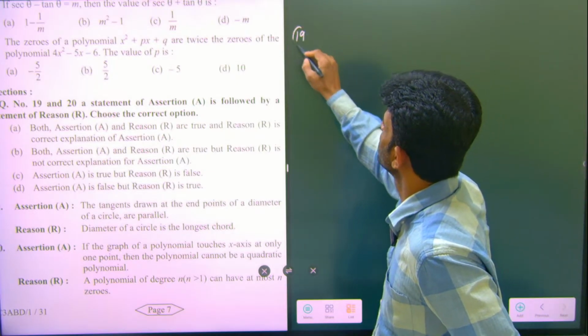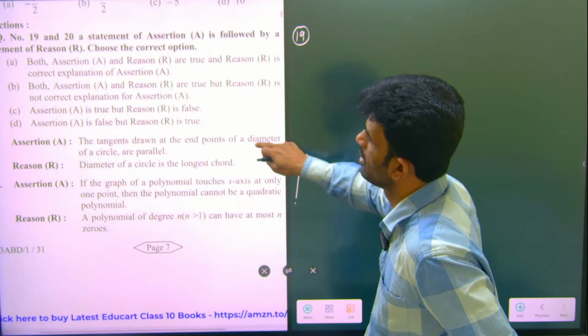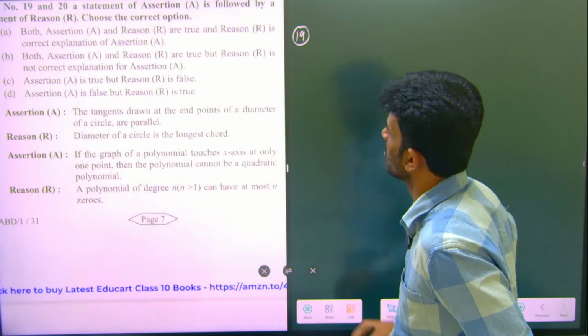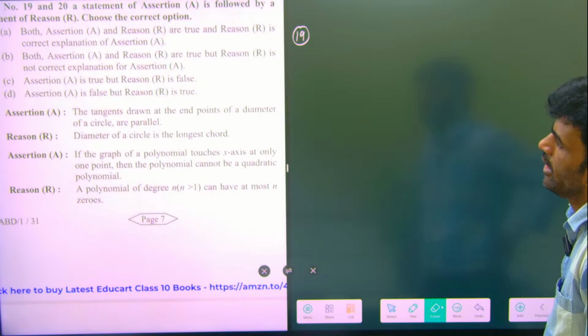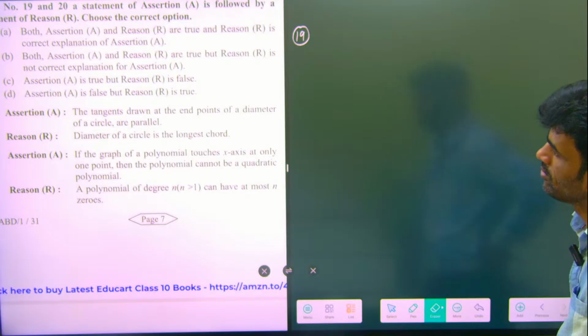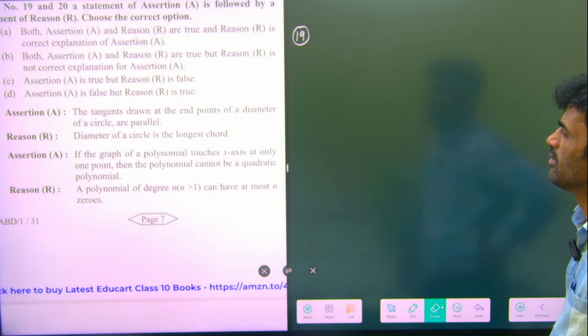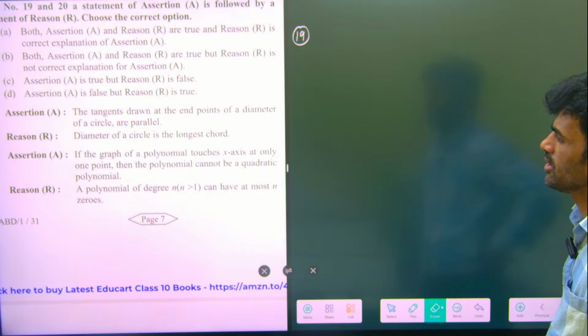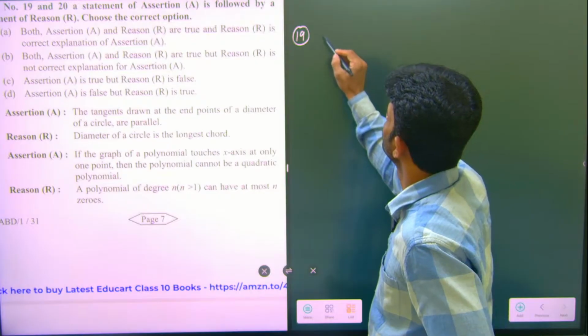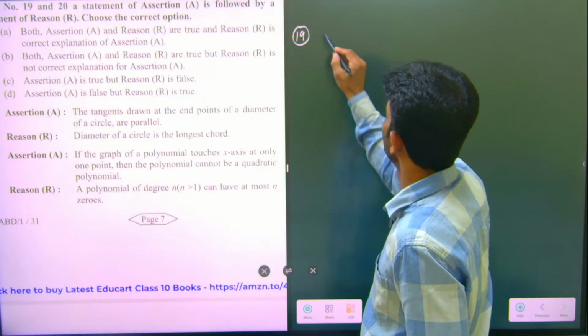Question number 19, assertion and reasoning. 19 is: tangents drawn at the ends of the diameter are parallel. Tangents at the ends of the diameter of a circle are parallel. We have that theorem, so that is true. Diameter of a circle is the longest chord. That is also true, but the reason is not correct explanation of assertion. Assertion is true, reason is not correct explanation of assertion. So your option B is correct. It's not the correct reason.